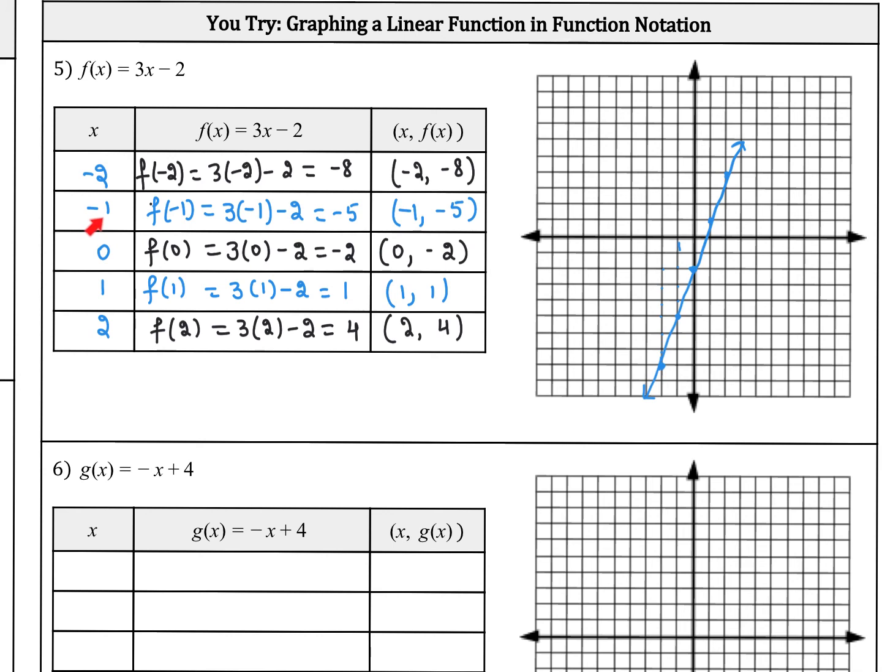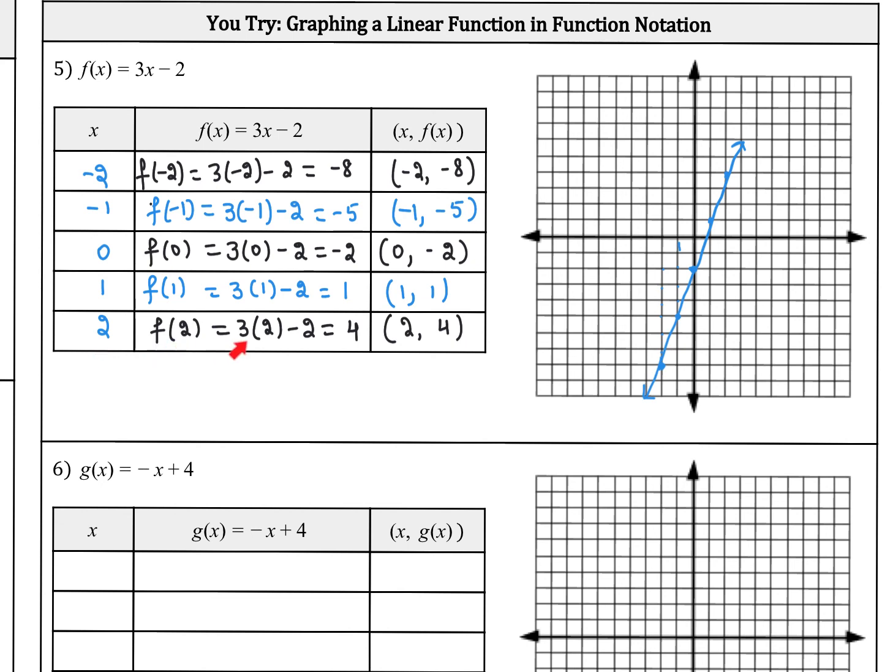Next, you're going to plug in -1. So 3 times -1 minus 2 is -3 minus 2, that's -5. So the point is -1, -5. Next, you're plugging in x value as 0. So 3 times 0 minus 2 is -2. So your point is 0, -2. When you plug in x as 1, 3 times 1 minus 2 equals 1. So 1, 1.